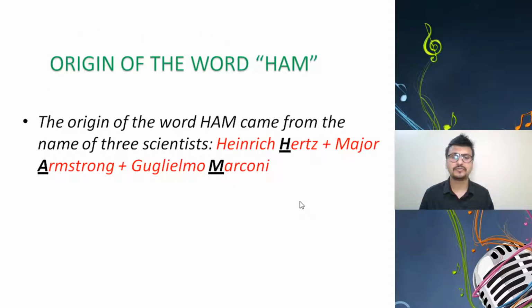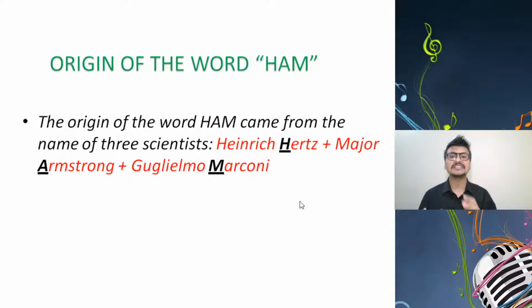The origin of the word ham, that is H-A-M. The origin of this word has come from the names of three scientists. While I was discussing the history of radio, I mentioned the name of one of these scientists, Guglielmo Marconi. So he is one of the scientists in this ham radio. The three main scientists are: the first is Heinrich Hertz, the second is Major Armstrong, and the third is Guglielmo Marconi. These are the three scientists who were involved in ham radio.